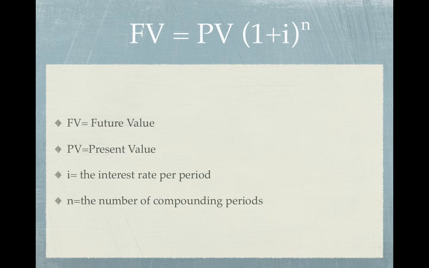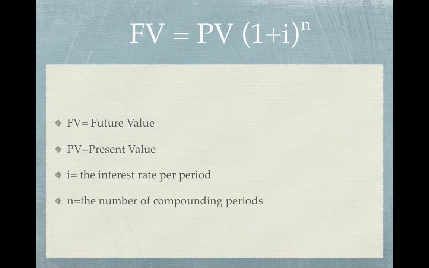FV still stands for your future value. PV is your present value. I is your interest rate per period, and N is the number of compounding periods. So in our example, our present value is going to be $100. Our interest is 10%. And if we're looking at 2 years of monthly compounding periods, we're looking at 24 periods. 2 years times 12 months is 24 periods, 24 months.